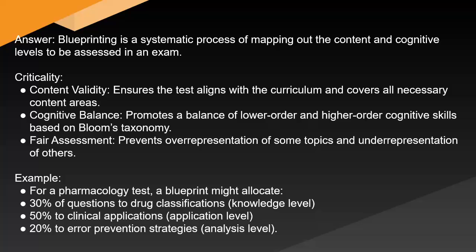Criticality. Content validity: ensures the test aligns with the curriculum and covers all necessary content areas. Cognitive balance: promotes a balance of lower-order and higher-order cognitive skills based on Bloom's taxonomy. Fair assessment: prevents overrepresentation of some topics and underrepresentation of others. Example: for a pharmacology test, a blueprint might allocate 30% of questions to drug classifications (knowledge level), 50% to clinical applications (application level), and 20% to error prevention strategies (analysis level).